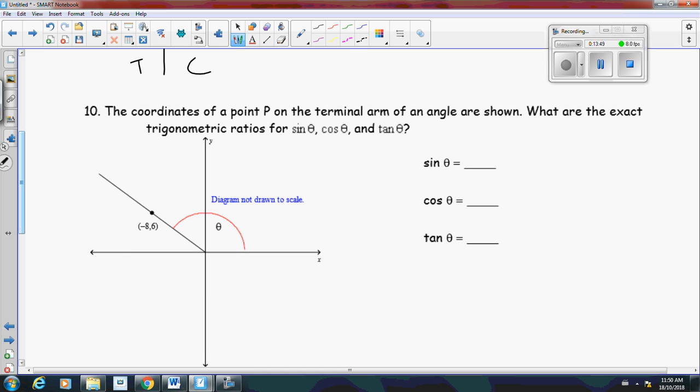Last one, question 10. The coordinate of a point P on the terminal arm of an angle are shown. What are the exact trigonometric ratios for sine theta, cos theta, and tan theta? So again, we need to make a triangle here. Since we have a y value of 6, this side here is 6, and x value of 8 means this side is 8. Using Pythagorean theorem, we would find that the hypotenuse is 10.